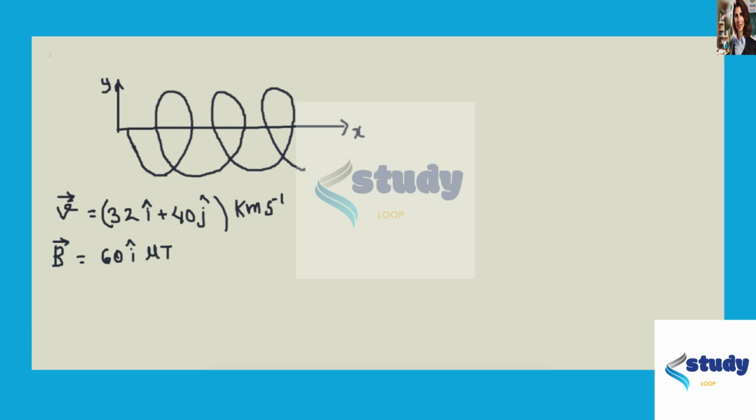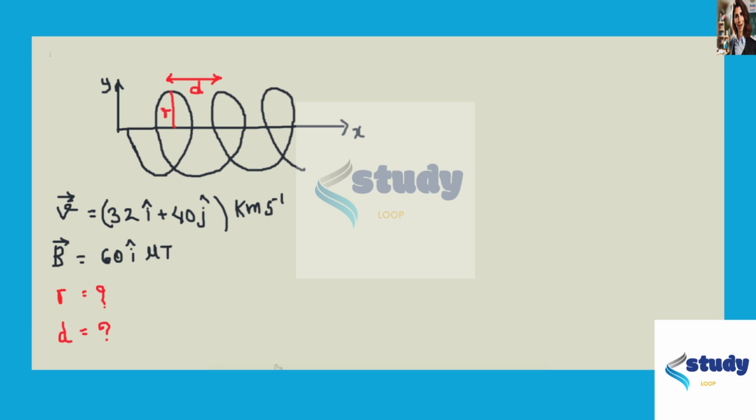So what is the radius of the helical path? What is the radius r? Right? And the second question is, what is the pitch? So pitch is the distance between two circles in this helical motion. Okay, so what is d, the pitch?